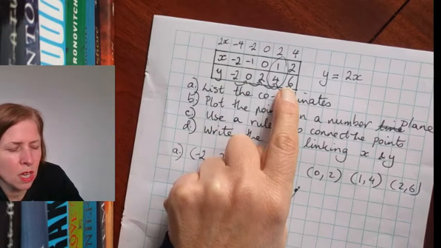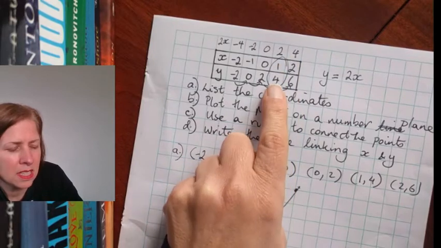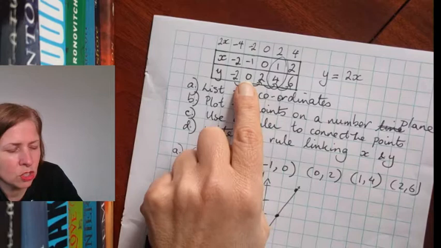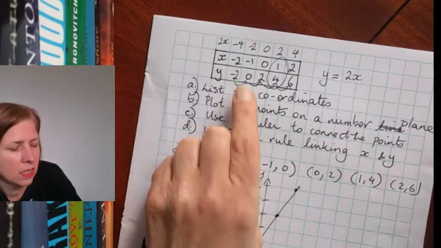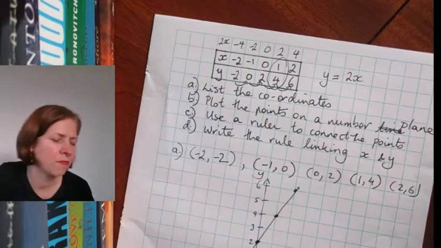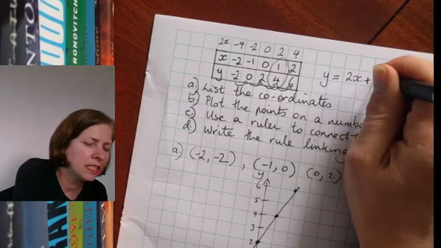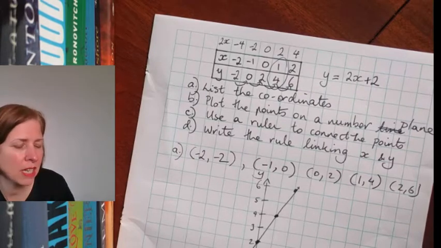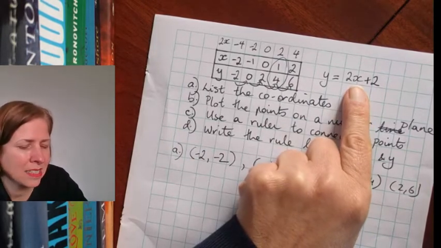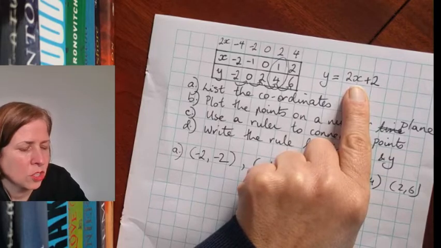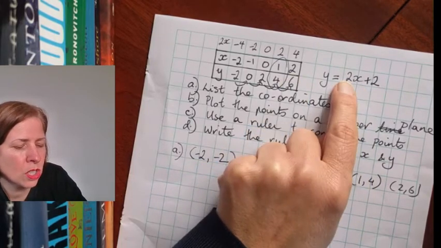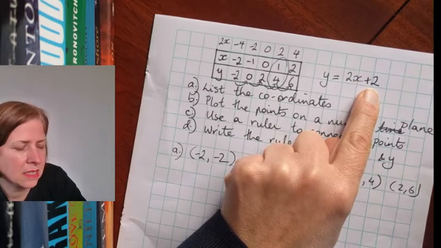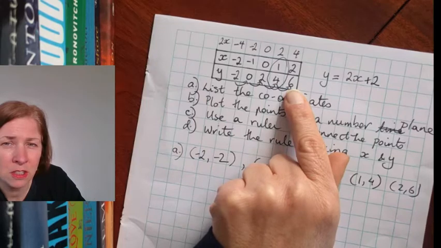This is 2 more than 4. This is 2 more than 2. This is 2 more than 0. This is 2 more than negative 2. And this is 2 more than negative 4. So if I add 2 in this equation, it's actually going to work. Now let's double check it. Let's pick one of my X numbers. I'm going to pick 2. So 2 times 2 gives me 4, plus 2 gives me 6. And that is what I want my Y value to be.